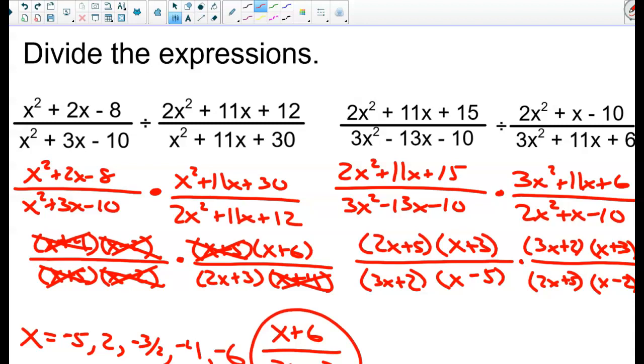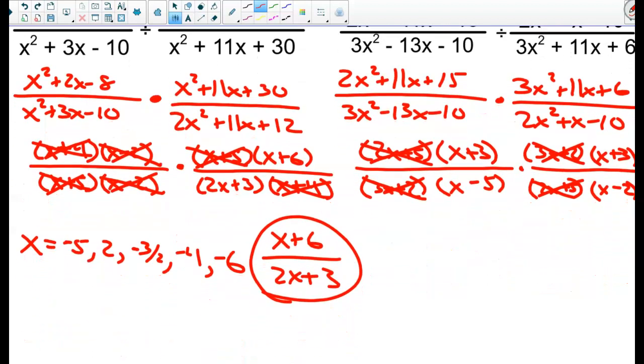Now, there's nothing to cancel vertically. Diagonally, the 2x plus 5 cancels. The 3x plus 2 cancels. The x plus 3 does not cancel. It gets multiplied across. So I'm going to write x plus 3 squared over x minus 5, x minus 2.